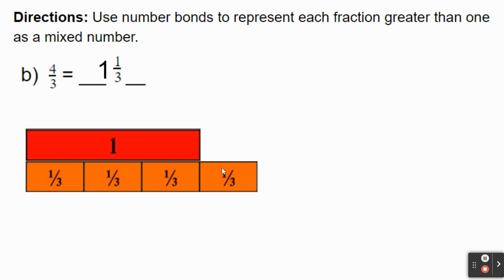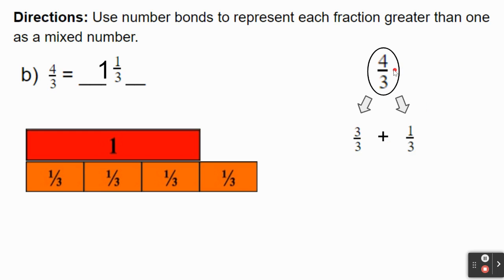Let's try doing the same thing but using number bonds. We're starting with 4/3 because that's the fraction greater than 1 that was given to us. We're going to break this apart by first representing what 1 whole would be in here. Well, 1 whole would be 3/3. And we can see that represented here because we are using 3 1/3 size pieces. We need to add a fraction to get to 4/3. Well, let's think. If we have 3/3, we need to add 1 more third to get to 4/3.